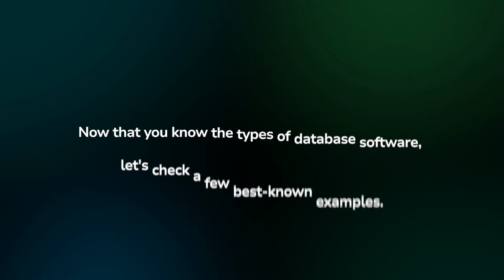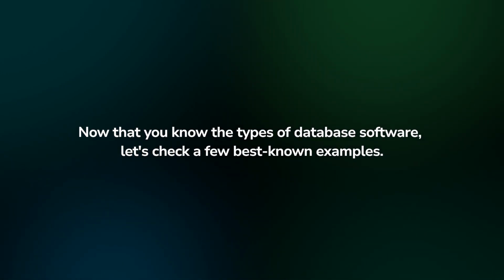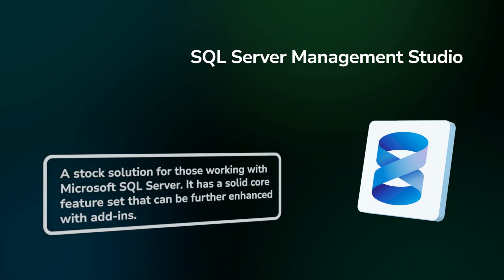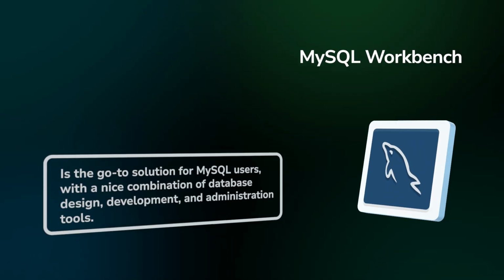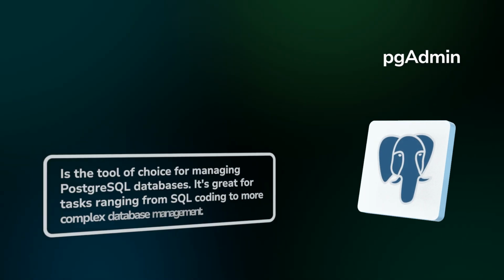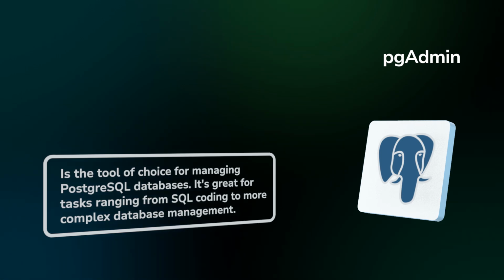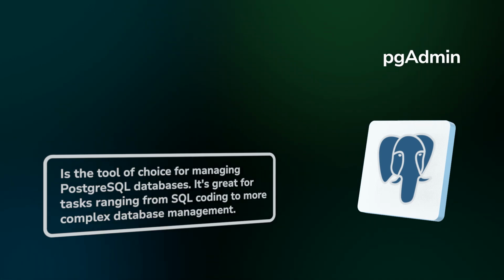Now that you know the types of database software, let's check a few best-known examples. SQL Server Management Studio, or SSMS, is a stock solution for those working with Microsoft SQL Server. It has a solid core feature set that can be further enhanced with add-ins. MySQL Workbench is the go-to solution for MySQL users, with a nice combination of database design, development, and administration tools. pgAdmin is the tool of choice for managing PostgreSQL databases. It's great for tasks ranging from SQL coding to more complex database management.